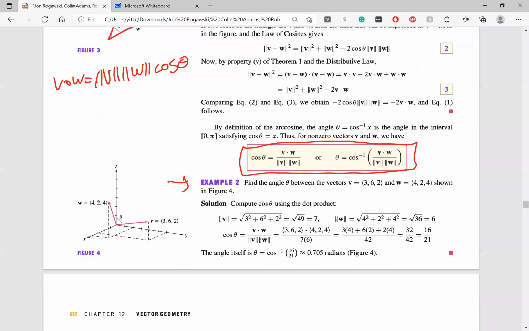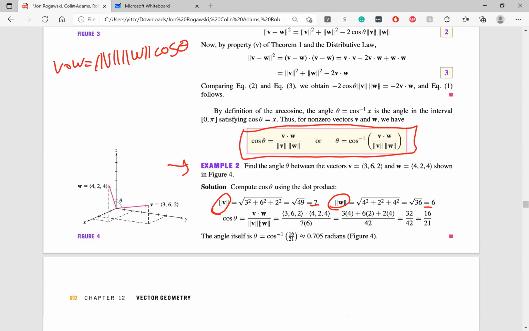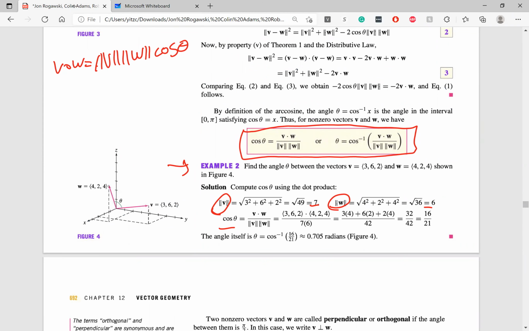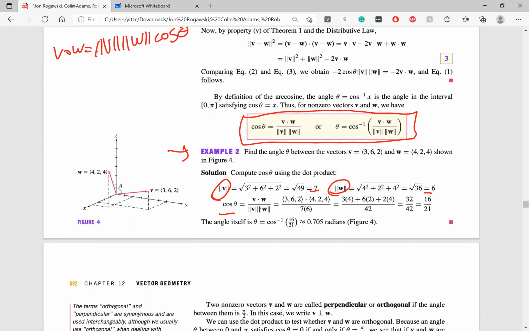Okay, so yeah, they did the same thing. You find the magnitude of V, you get 7. You find the magnitude of W, you get 6. You plug this in, and you get cosine of this is 32 over 42, and that would be 16 over 21. You take the cosine inverse, and they tell you that the angle is 0.705. Okay?